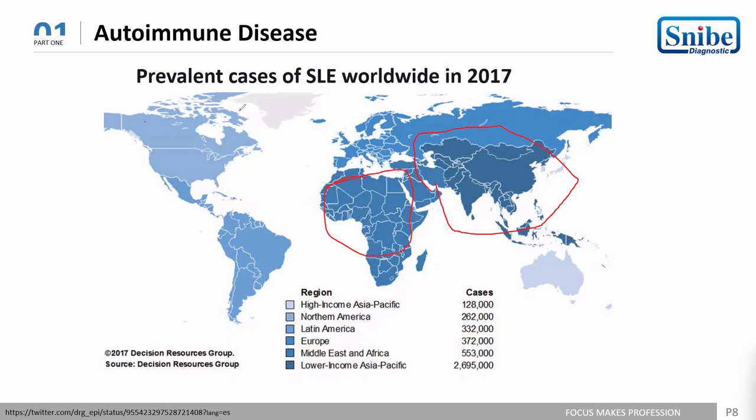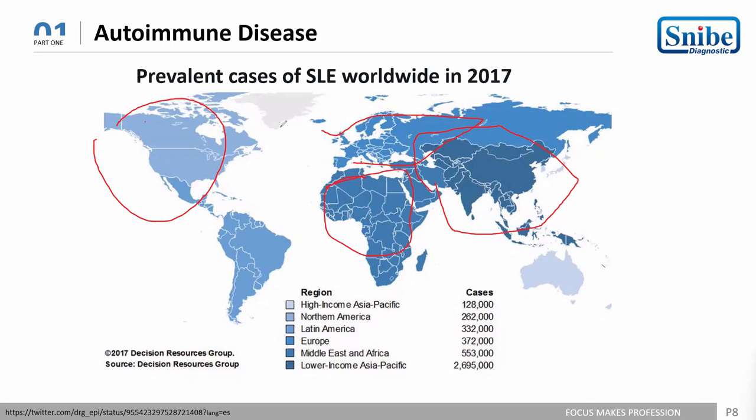It is less common in the areas of North America and Latin America, which have 262,000 cases. In Latin America, they have 332 cases. Europe is also impacted by this, and the Middle East and Africa also have a high rate of SLE disease, according to the 2017 data of the Decision Research Group.